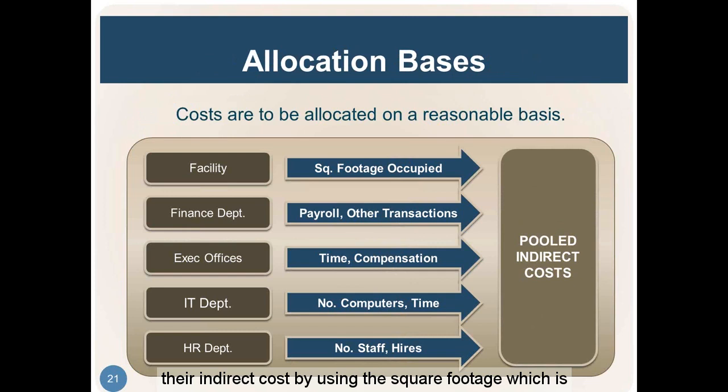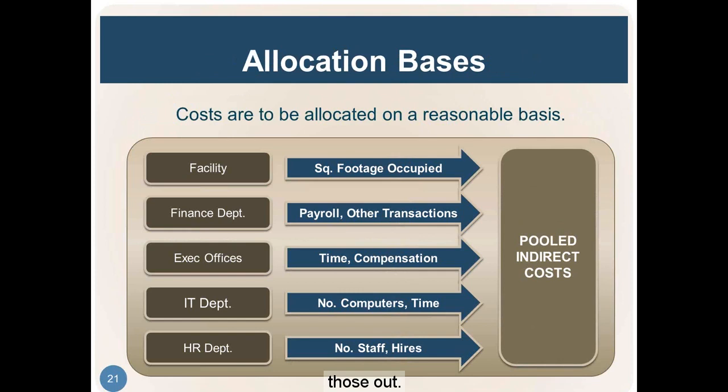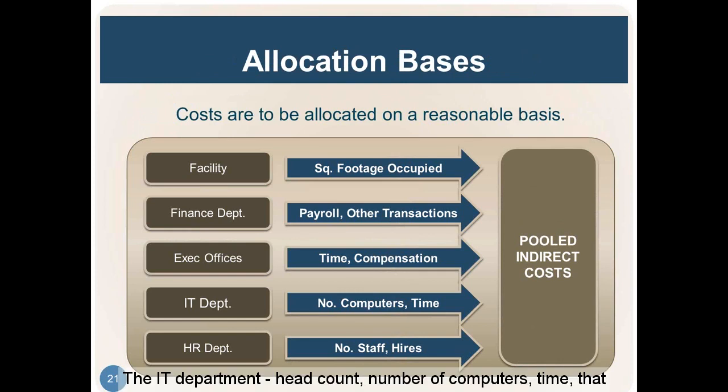But using a square footage, perfectly reasonable. If you're looking at the finance department, maybe the number of transactions that are processed, those programs that take a lot of transactions, should have more of the finance department cost. How much time do the executive offices spend? And if they can break those out. The IT department, headcount, number of computers, time, that kind of thing. HR, number of staff, how many new hires, what's driving those costs is a good basis to allocate them.